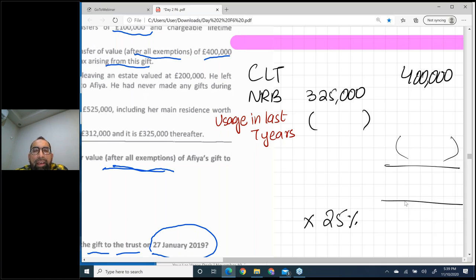And you can see in this fiscal year, your normal NRB is 325,000. But always, dear students, NRB is for 7 years. So you see 7 years back. In the last 7 years, you calculated tax on something. There was some CLT, we just read the question, and that CLT was 120,000. So you have to reduce your NRB by 120,000. 325,000 less 120,000 is 205,000.